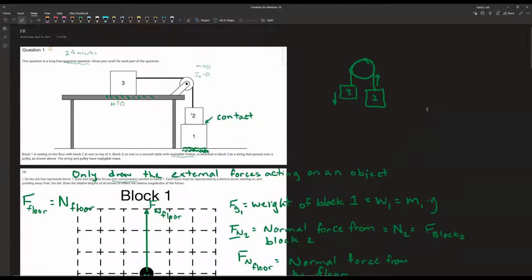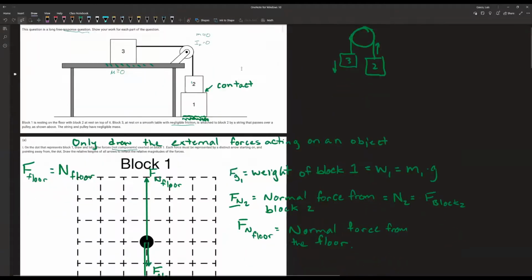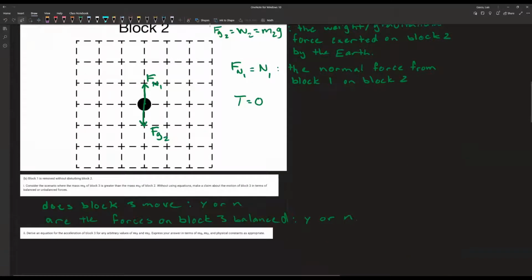All righty. So some people think it will move, some people think it won't move, some people think it's balanced, some people think the forces are unbalanced, and so block 3 does move because of the frictionless surface. Okay, so what's going to happen now? Well, because we remove block 1, the normal force from block 1 is gone. So this guy, and you don't do this on your free body diagram, but this guy's going to disappear because it's no longer in contact.